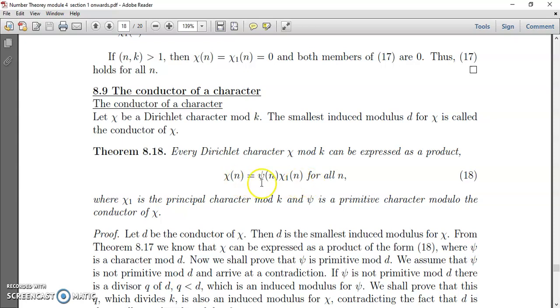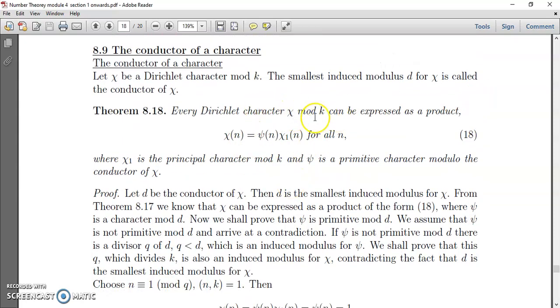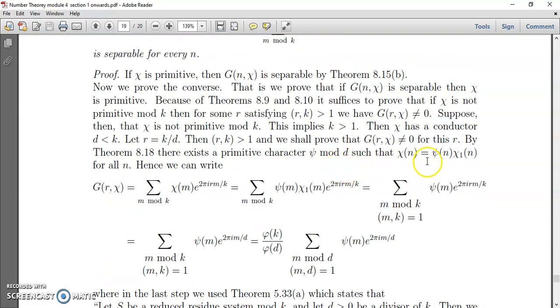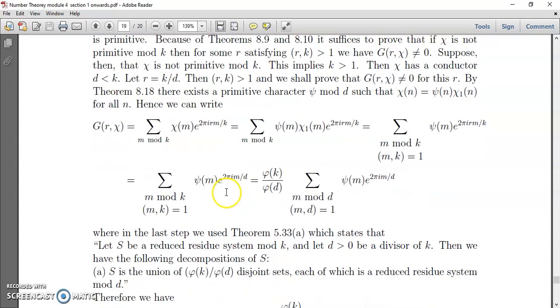So in this theorem, chi is primitive. This is what we have proved. Now let us see this. Therefore g of r chi, by definition, is the sum over m mod k of chi m e raised to 2 pi i r m by k. We have already seen that chi of n is psi of n times chi 1 of n, so we replace this by psi of m chi 1 of m e raised to 2 pi i r m by k.